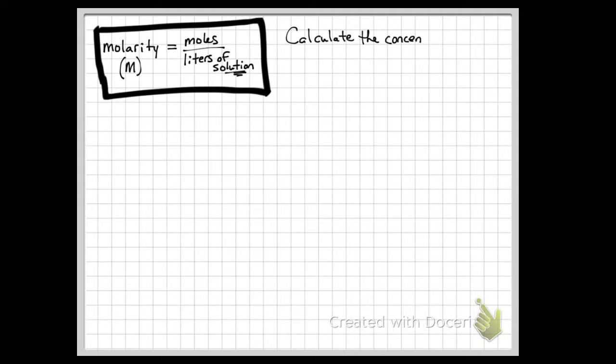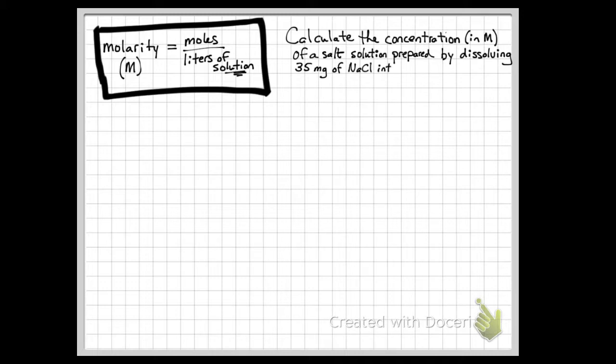So we're going to calculate the concentration in molarity of a salt solution. So calculate the concentration of a salt solution prepared by dissolving 35 milligrams of sodium chloride into enough water so that the total volume of the solution is 75 milliliters. So in other words, the 35 milligrams of sodium chloride plus water will end up with a final volume of solution of 75 milliliters.